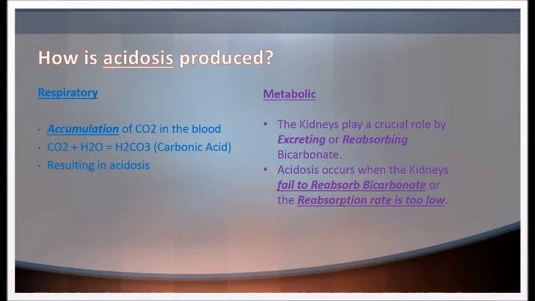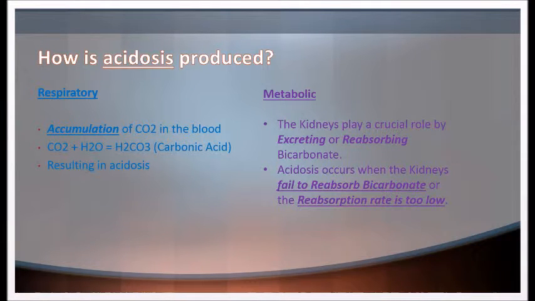So if we have more carbon dioxide, it will bind with more of the water that will always be there and give us more carbonic acid, leading to acidosis. On the other hand, on the metabolic side, the kidneys play a crucial role, and they either excrete or reabsorb some of the bicarbonate. So we're looking at two things here: carbon dioxide from the respiratory side and bicarbonate from the renal system. Acidosis occurs when the kidneys fail to reabsorb some of the bicarbonate, because bicarbonate is a buffer that the body has, and it is a natural way to counter acids.